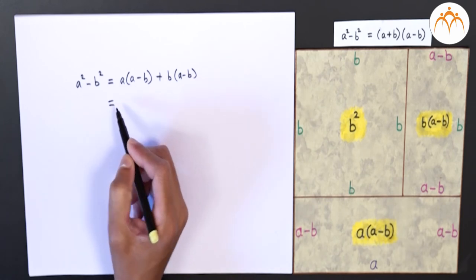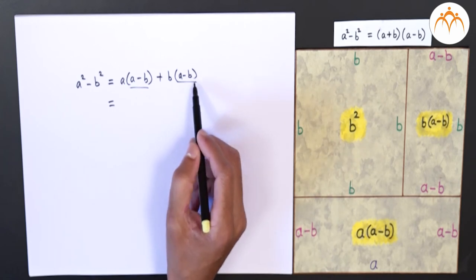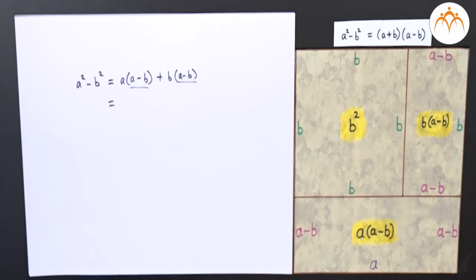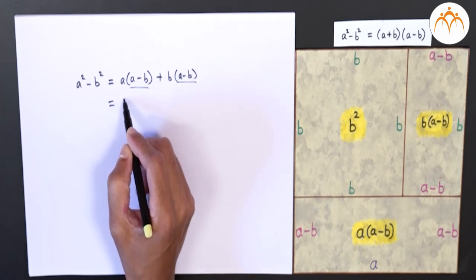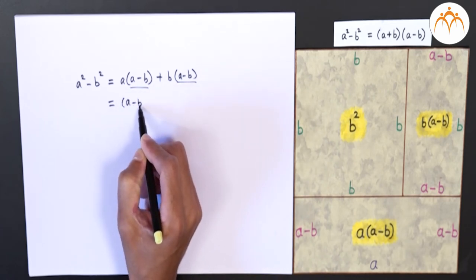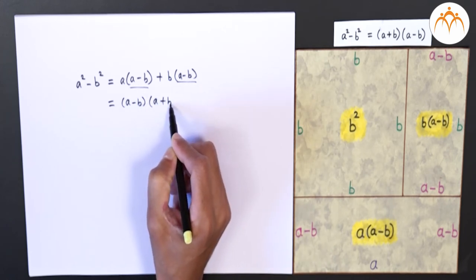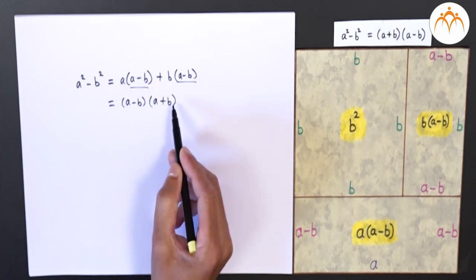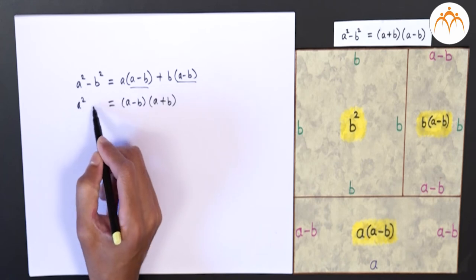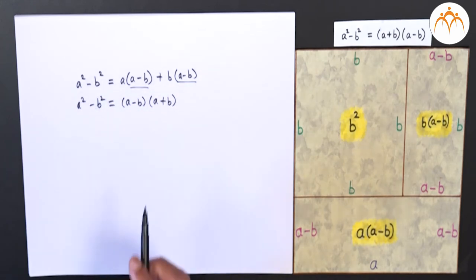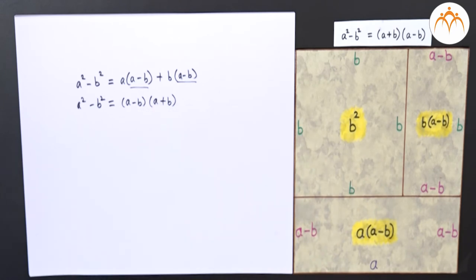Now, here it is easy to see that the term A minus B is common in both the terms. So, take it common and write it as (A minus B) in bracket (A plus B). A is from the first term and B is from the second. So, we obtained A square minus B square is equal to (A minus B) into (A plus B).